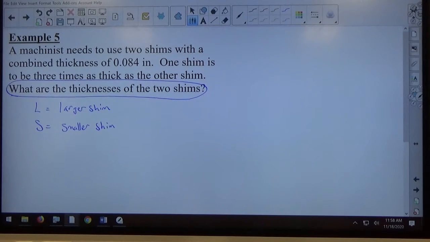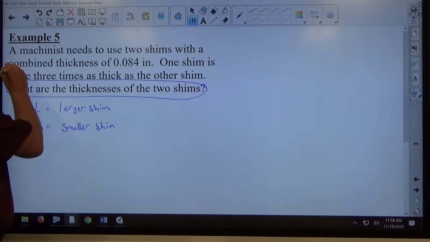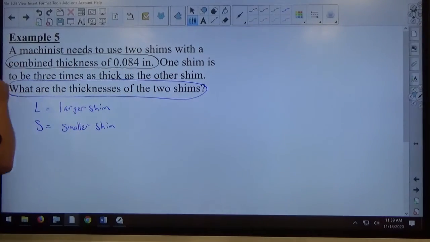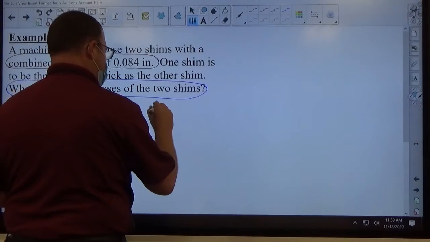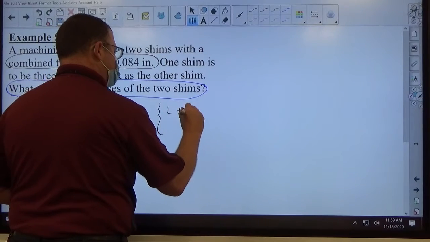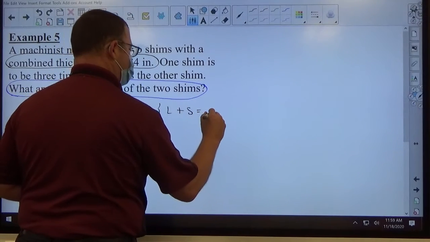Now, first thing says a machinist needs to use two shims with a combined thickness of 0.084 inches. So combined thickness implies we're going to add the thickness of the two shims in order to get the entire combined thickness. So that's simply going to be the larger shim's width plus the smaller shim's width equals the total combined width.